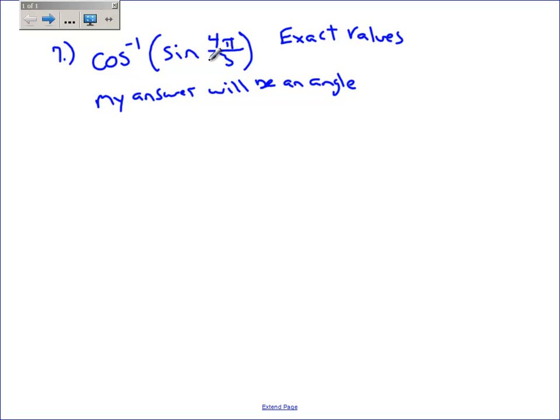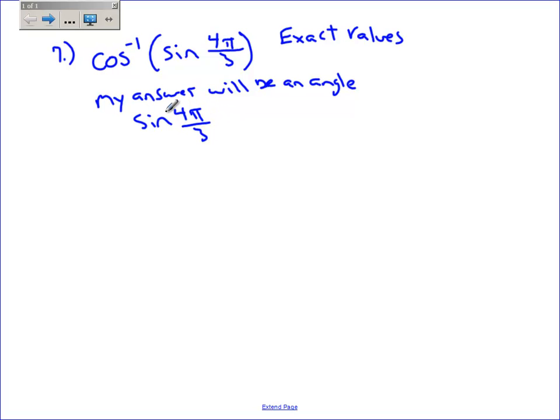But today there was a lot of confusion because some people labeled a triangle with like 4 pi on the opposite and 3 on the hypotenuse, and I don't know what you were doing there. But well, I do know what you were doing. You were confusing that with arc sine. So let's go through this and answer inside out. The sine of 4 pi over 3.